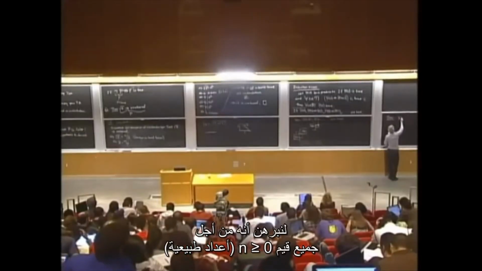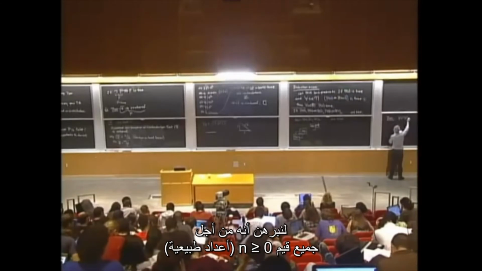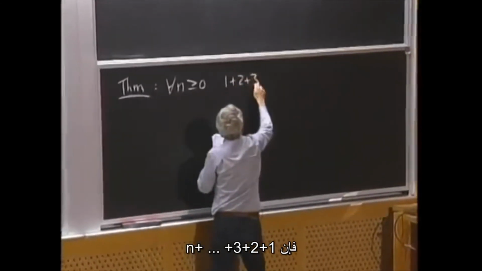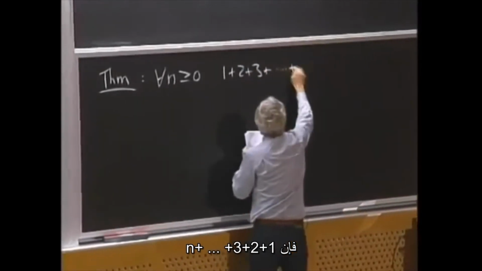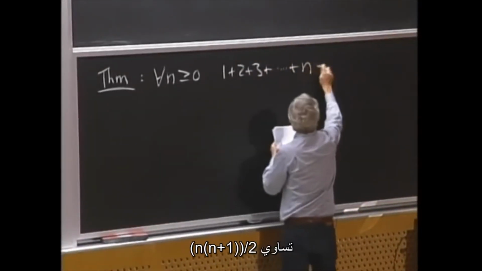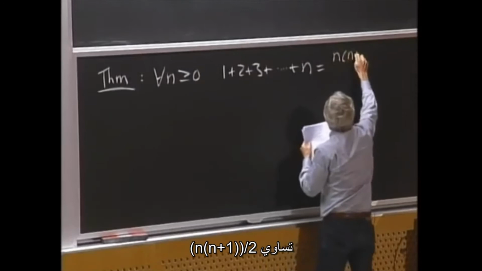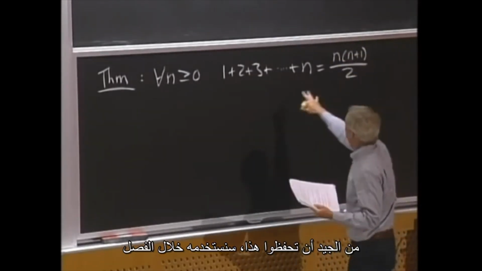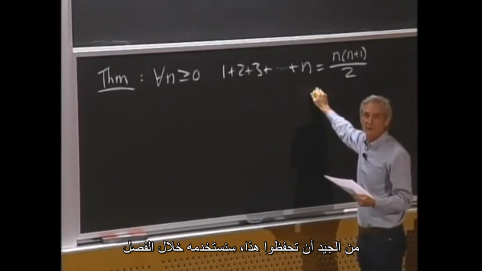So let's prove that for all n bigger than or equal to 0, again, natural numbers, that 1 plus 2 plus 3 plus ... plus n equals n times (n plus 1) over 2. This is actually a useful thing to remember. We're going to use this identity all term.